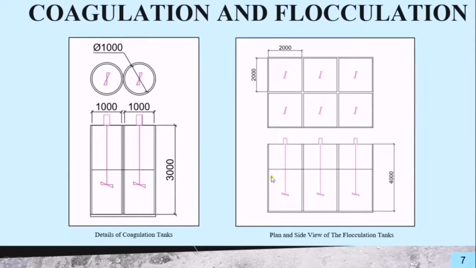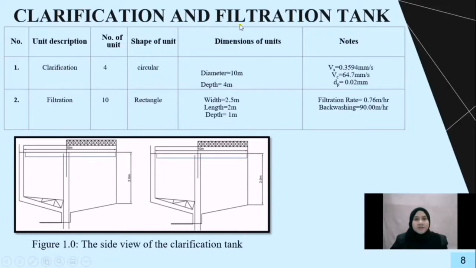For the flocculation tank, this is the plan and side view of the flocculation tank. The width and length are the same, 2 meter, and the height of the tank is 4 meter. Okay, we go for clarification and filtration tank.